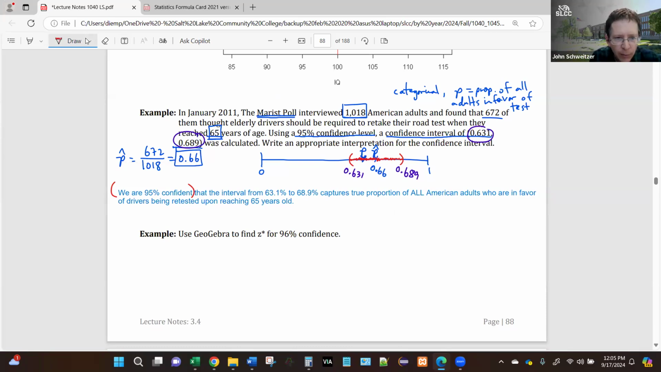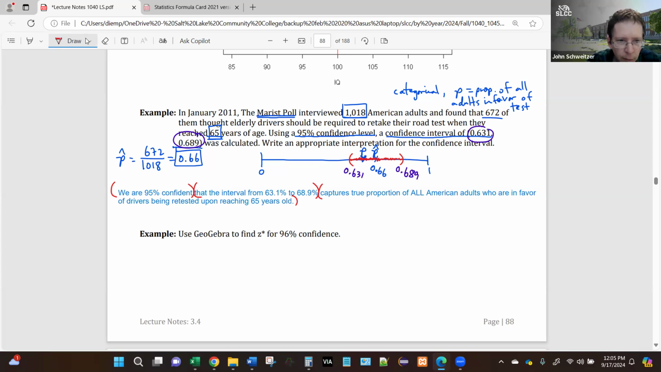So what are the pieces here? We have to tell people what the confidence level is, then we tell them what the interval is, and then we tell them what it is we're trying to do with this interval, right? We have an interval of numbers. What are we trying to do with it? We're trying to capture the true proportion of all American adults who are in favor of drivers being retested upon reaching 65 years old. Okay, so it's just follow the formula.